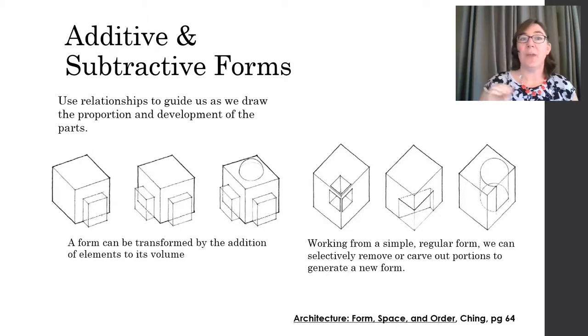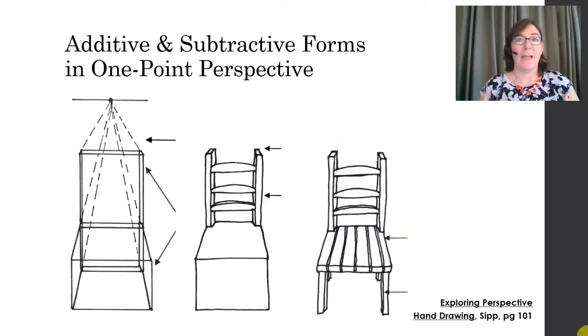As a reminder, you can use additive and subtractive forms to guide the proportion and development of your parts. And here's an example of how that worked in one-point perspective. Starting on the left, we used additive forms, these different box shapes to outline our chair form, and then used subtractive forms to carve away at everything we didn't need and create the details of this chair.